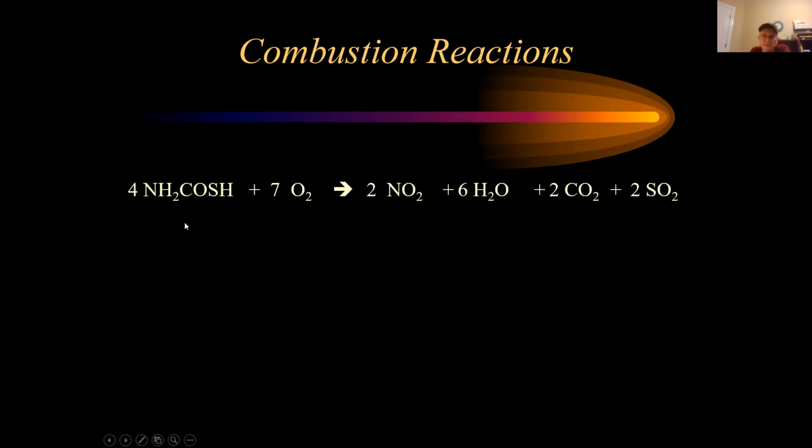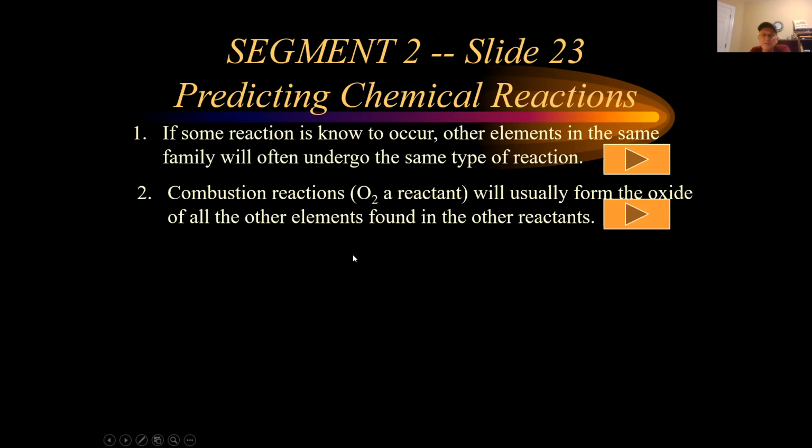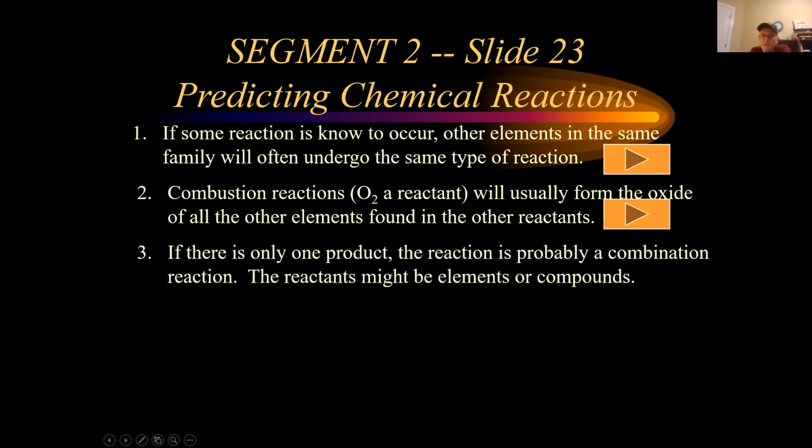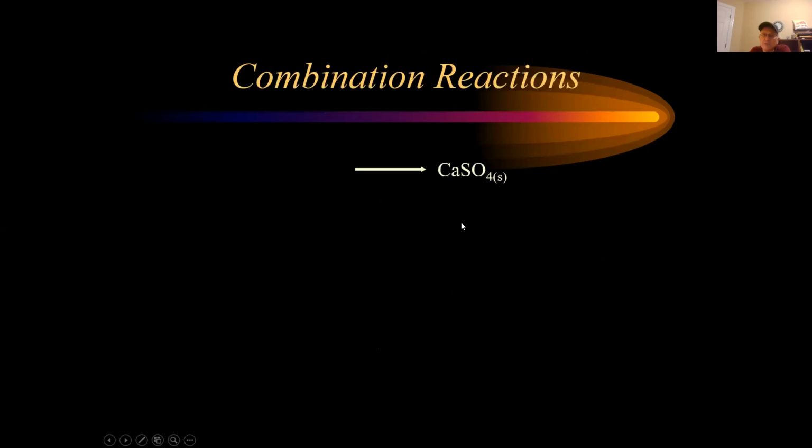And then if you balanced it, this is the numbers you'll get. We'll get to balancing equations very, very shortly. Okay, now, if you've got a reaction that's characterized by only one product, then that's going to be what we call a combination reaction.